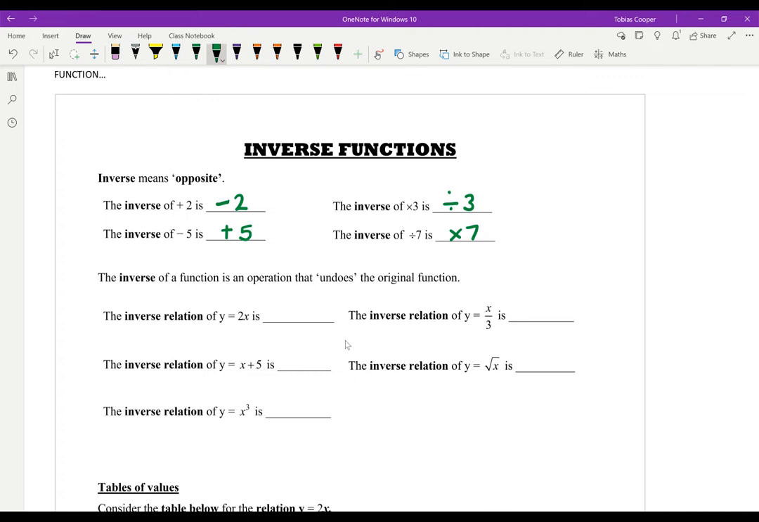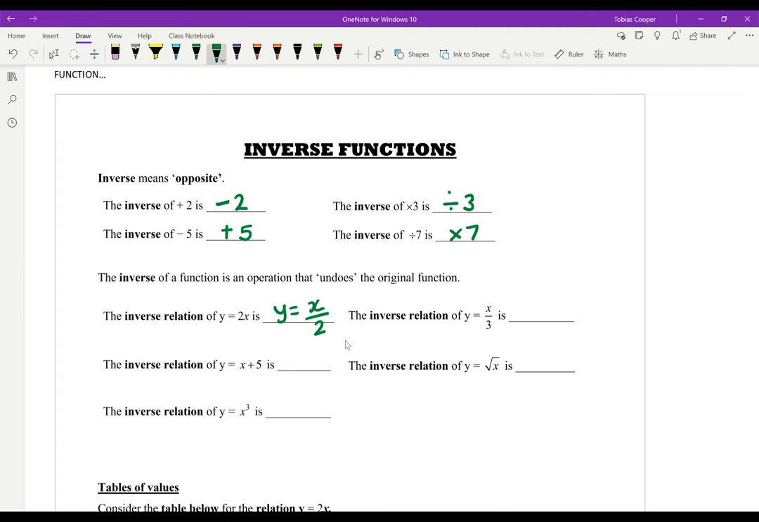So let's apply this to functions. The inverse of a function is an operation that undoes the original function. So the inverse relation of y equals 2x is y equals x divided by 2. Okay, because if you think of y equals 2x, it's y equals 2 multiplied by x. So what's the opposite of multiplying x by 2? It's dividing x by 2.